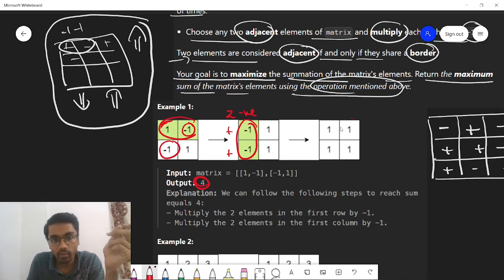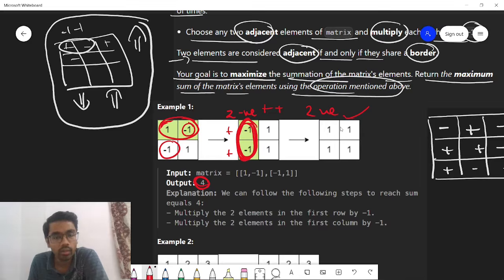So that's why we first choose this pair, so that we can get the two negative numbers as adjacent values. And if we have two values, both of them negative, we can obviously, by applying the operation, convert both of them to positive. So can't we say that if we have two negative numbers, we can always convert them to positive? Yes, this is one observation.